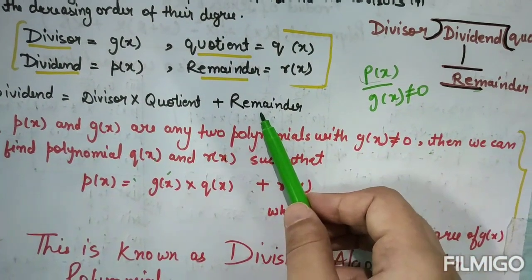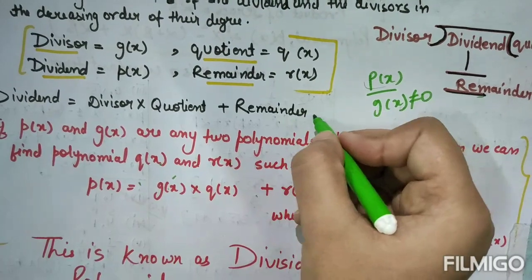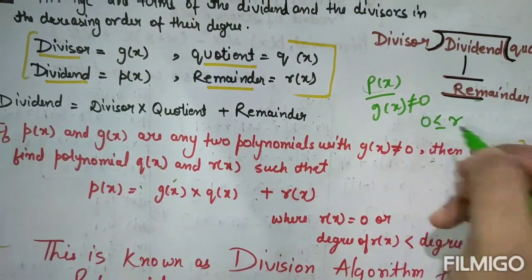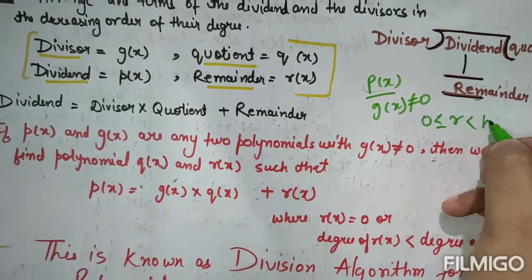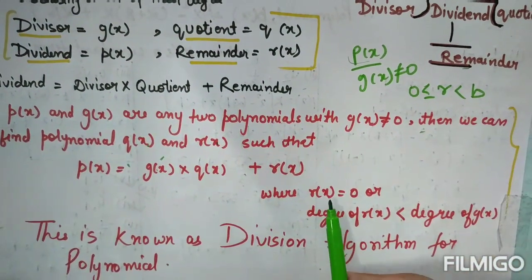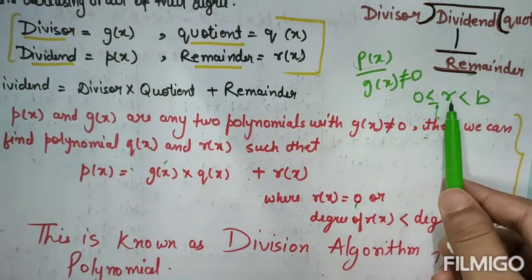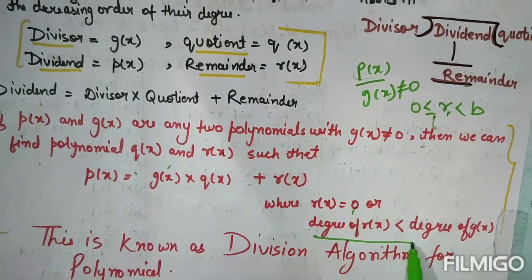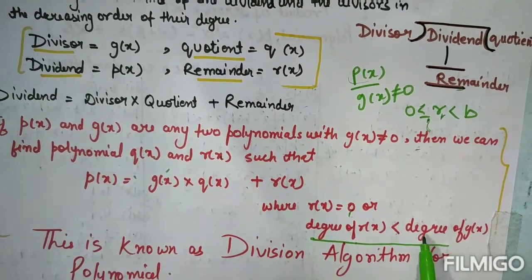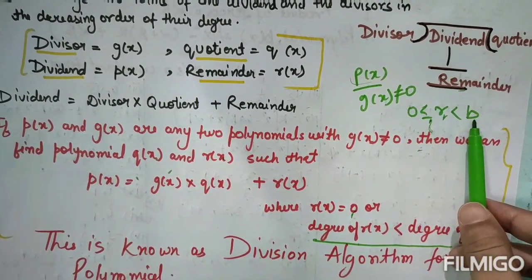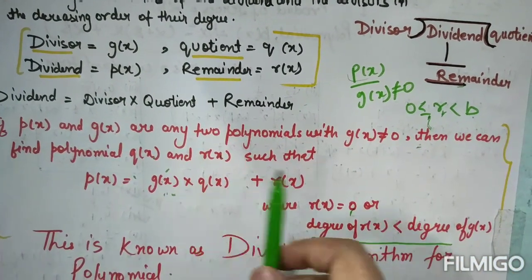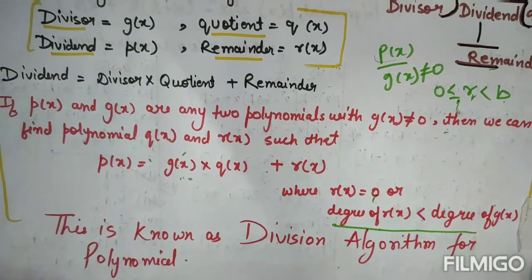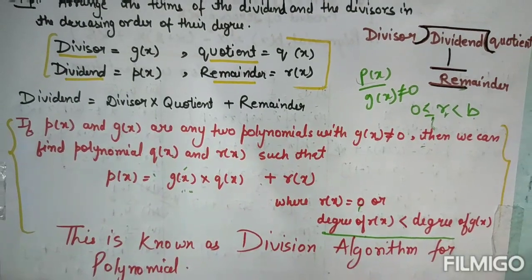And you know there is a condition for r. If we talk about Euclid's division lemma, there r should be greater than or equal to 0 and less than b. So here r(x) either will be 0 or its degree will be less than the degree of g(x). Here the condition is very important. The degree of r(x) should be less than the degree of g(x). Here the b is g(x). Clear? So this is known as the division algorithm for polynomials. Clear?